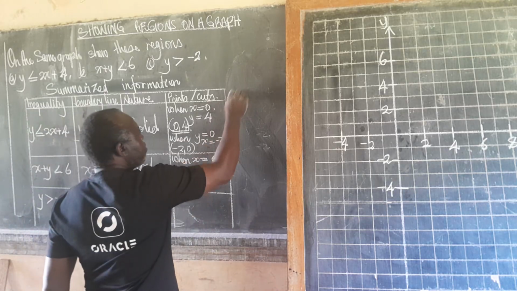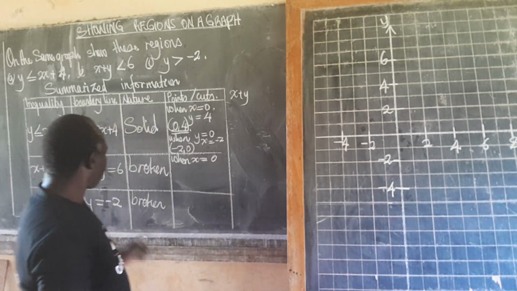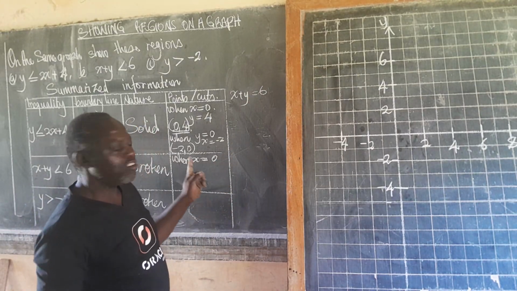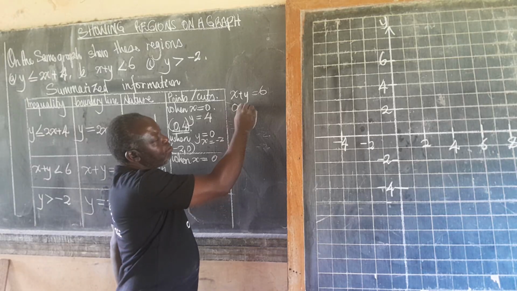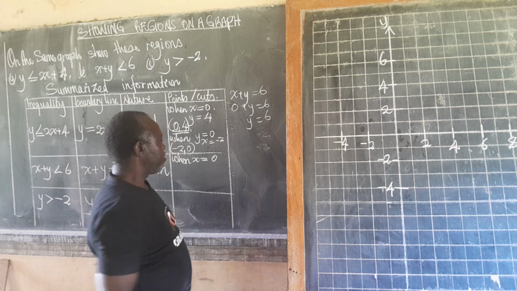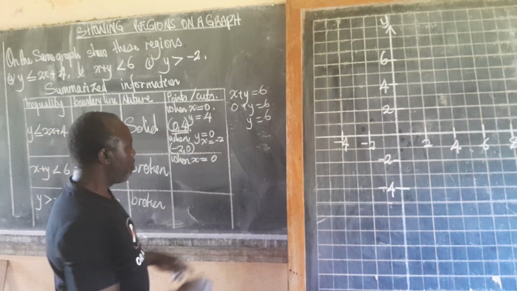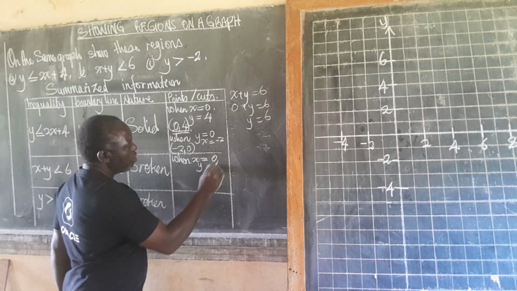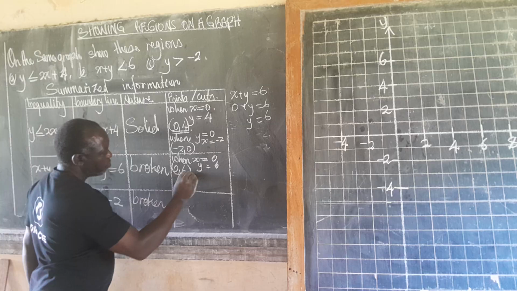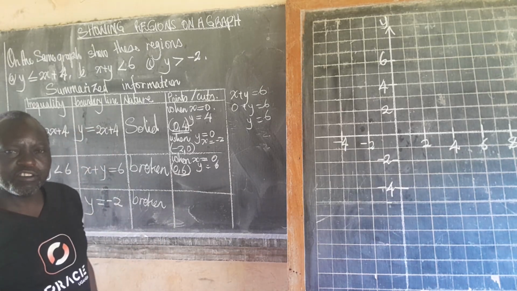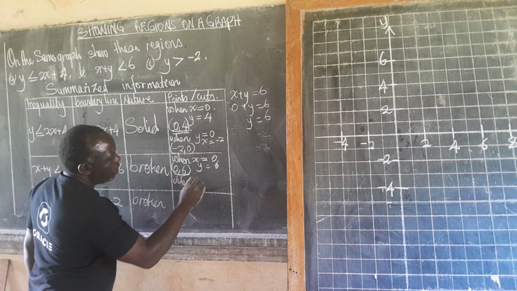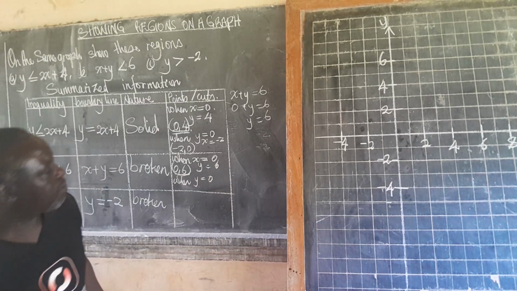So we are having x plus y equals 6. When x is 0, this means that 0 plus y equals 6. Therefore, your y equals 6. Therefore, when x is 0, y equals 6. Now the first cut is (0, 6). Then we go to the second cut, when y equals 0.